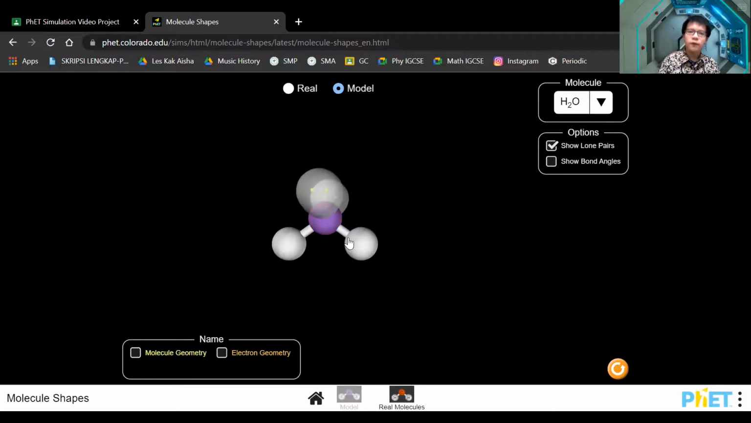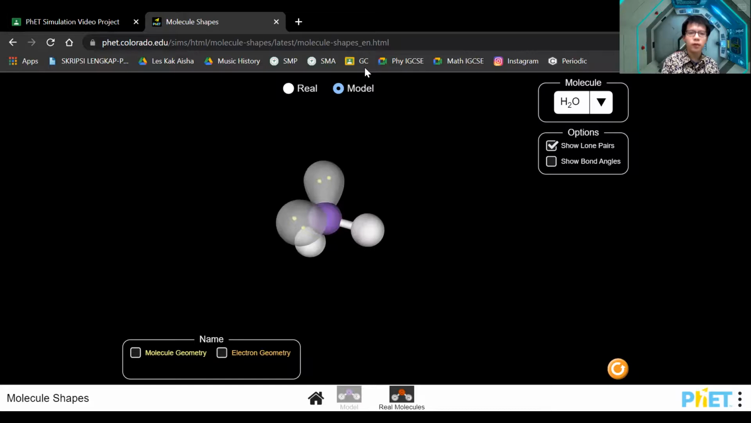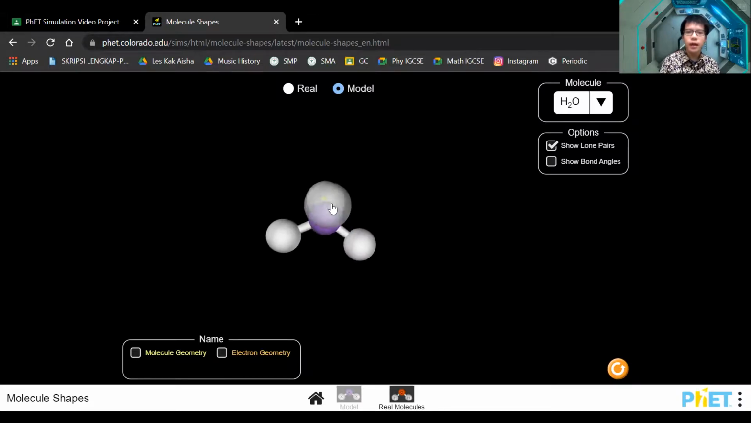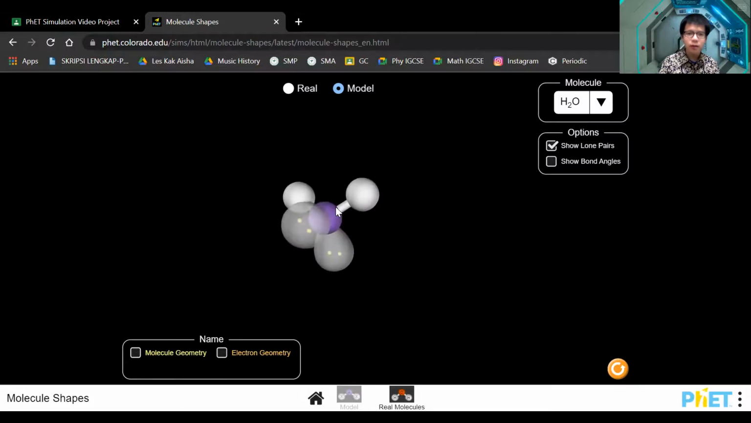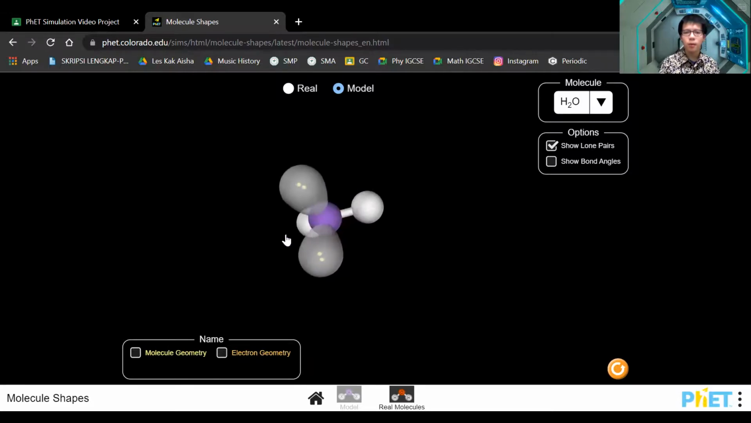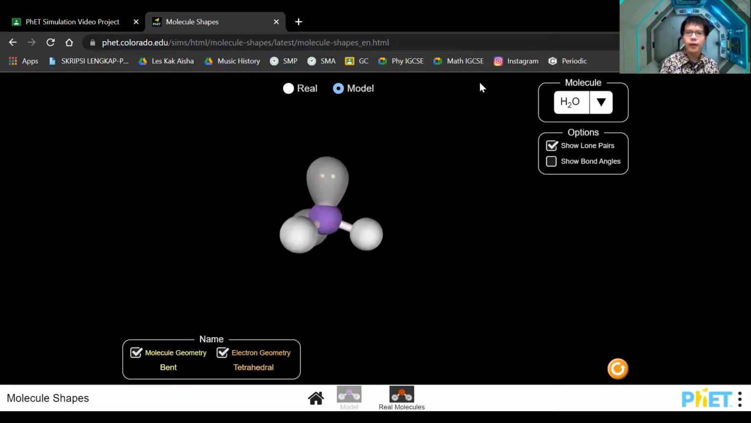Okay, so we see the model first. Based on the section before, the model is supposed to be: the molecular geometry is bent and the electron geometry is 1 2 3 4, tetrahedral, besides the center. Okay, so we see, right, H2O.